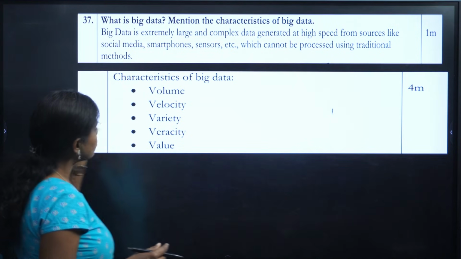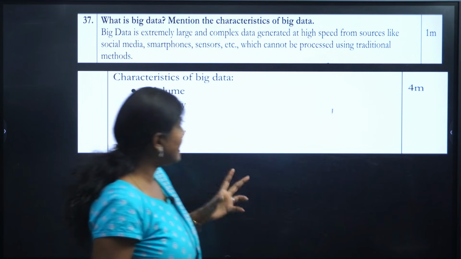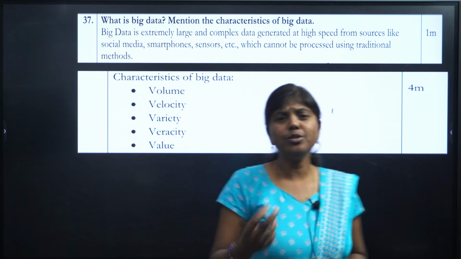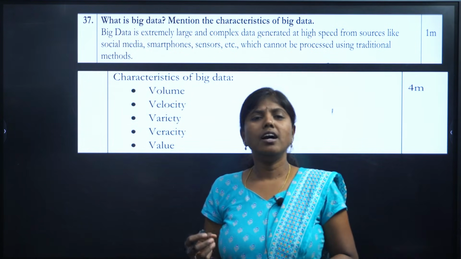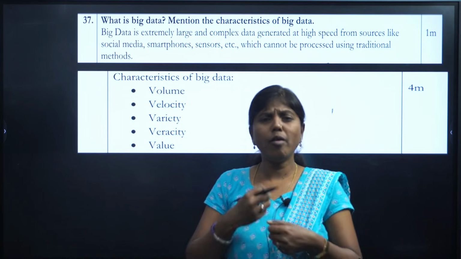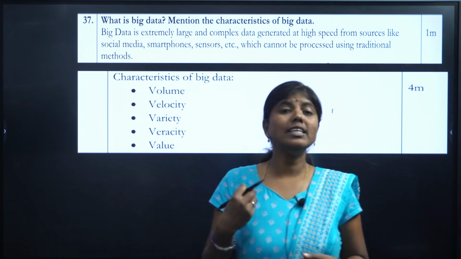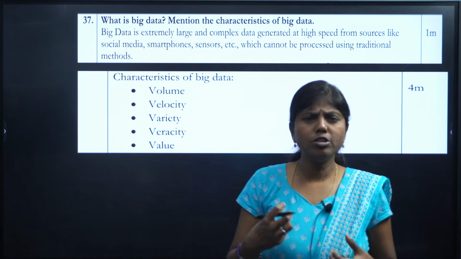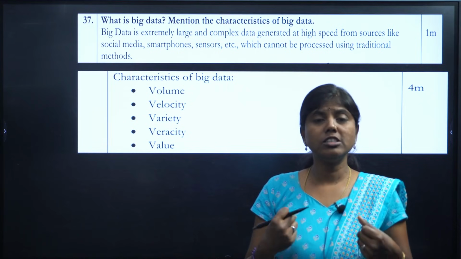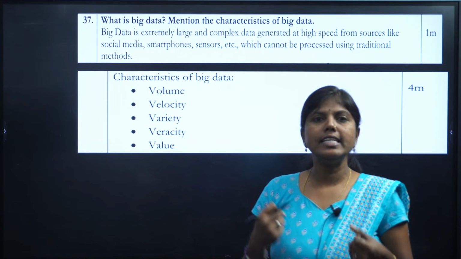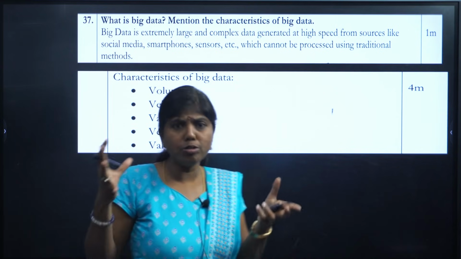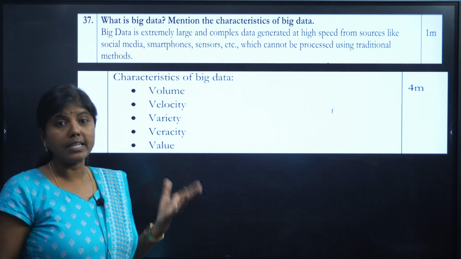So big data is extremely large complex data generated at high speed from resources like whatever you are using, whether a mobile, a smartphone, a computer, a laptop or a tab, whenever you are using the internet. Obviously all your data, even a click, comment, post, everything is getting recorded. Why are they recording? Because it carries high business value. So this entire huge amount of data is called big data.